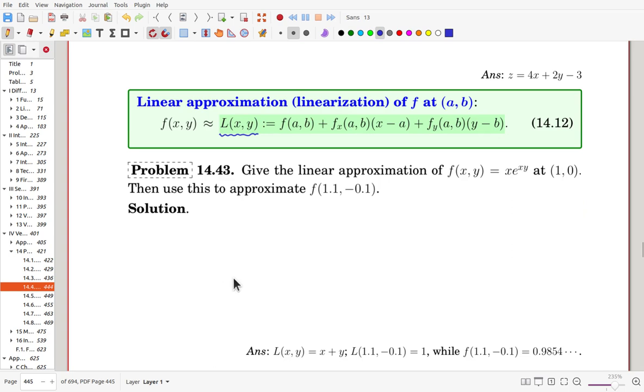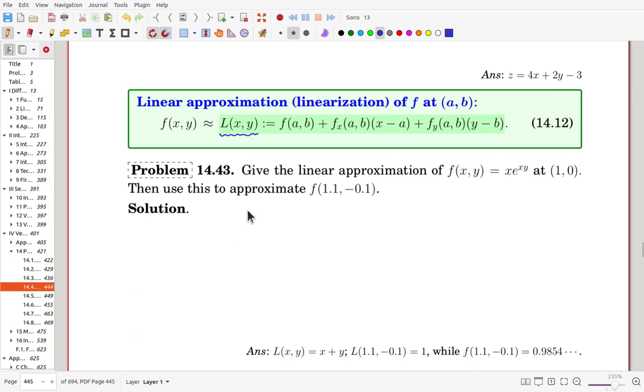Give the linear approximation of f of (x, y) at (1, 0), and use this to approximate the value. Once we are using this linear approximation, that means we are trying to approximate the function value using the tangent plane. So the value is the value on the tangent plane.